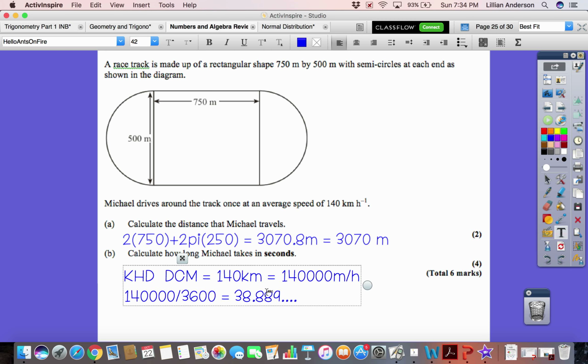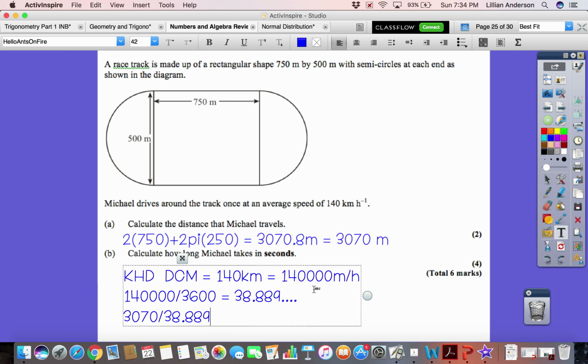Okay, but then to figure out how long it actually took Michael to go the distance around the track, you would have had to take this number, how fast he went in meters per second, and then you had to take how far he traveled, which was 3,070 meters, and you had to divide the two. Okay, you had to divide the two.